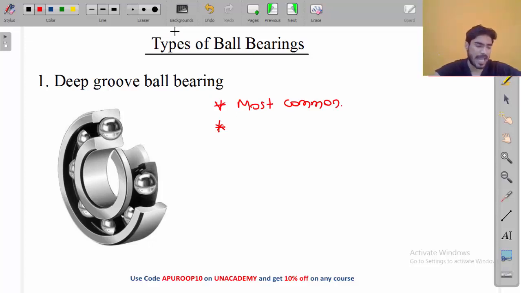And what is the specialty of this bearing? This ball bearing can support both types of load, radial load as well as axial load. I told you, we need to understand radial and axial load. Axial load acts along the length, in the direction of the axis, and radial load acts perpendicular to the length. So in case of a deep groove ball bearing, the shaft can be subjected to both radial load as well as axial load.